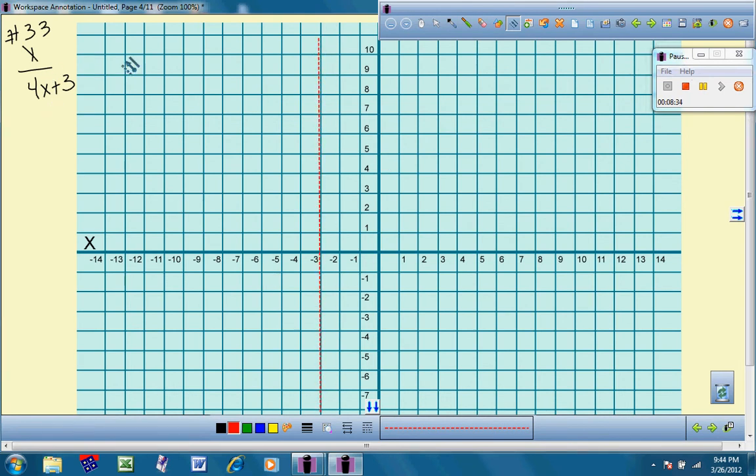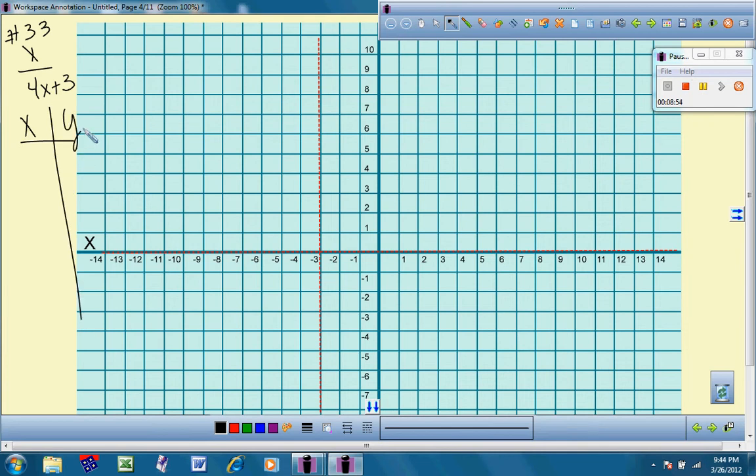I have no k value on the outside here, so that means my horizontal asymptote is just the x-axis. Alright, now we have an idea about where we're going to put our branches. Remember, they're going to be reflections of each other. Let's go ahead and do another xy table.